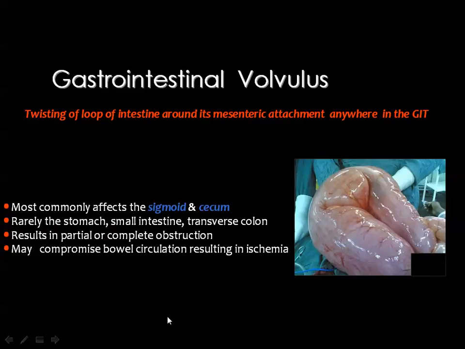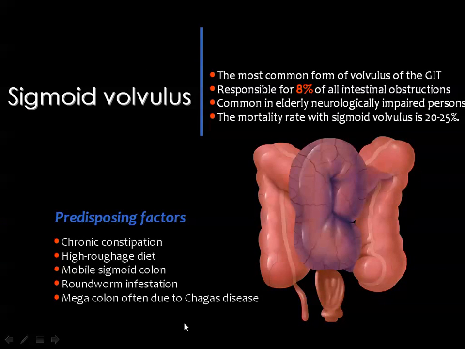obstruction and may lead to compromise of the blood supply, resulting in ischemia and gangrene, hence perforation, and many complications. This sigmoid volvulus is the most common volvulus in the gastrointestinal tract, and it is responsible for 8% of intestinal obstructive changes, and is commonly seen in neurologically impaired persons who are old in age, with the risk of mortality reaching 20 to 25% of cases.